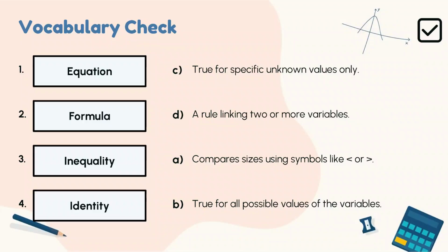Let's check the answers. An equation is true for specific unknown values only. A formula is a rule linking two or more variables. An inequality compares sizes using symbols like less than or greater than. An identity is true for all possible values of the variables. These four definitions are worth learning carefully because they come up again and again in GCSE algebra.